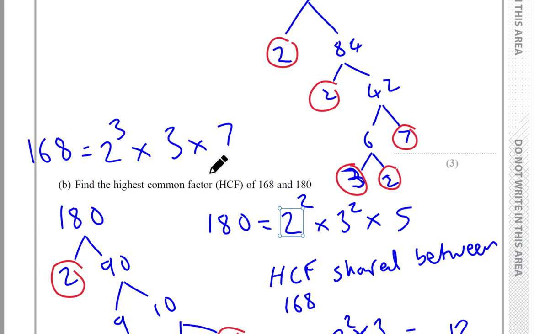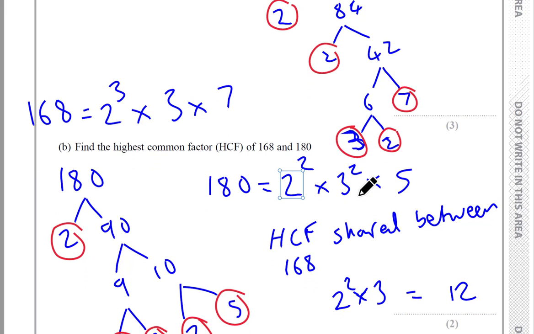Do double check your answers using your calculator. Multiply that, make sure it makes 168. That's a 3-mark banker.